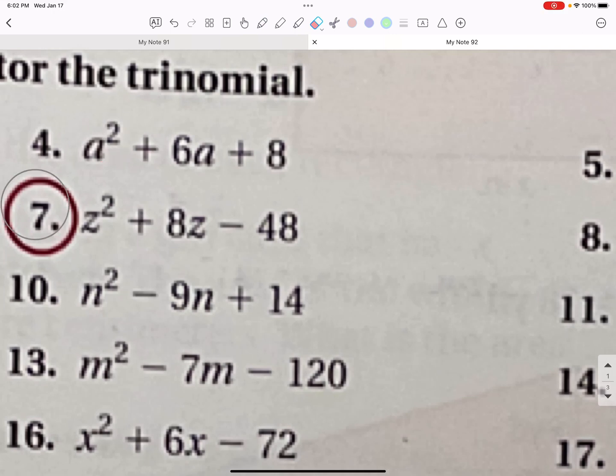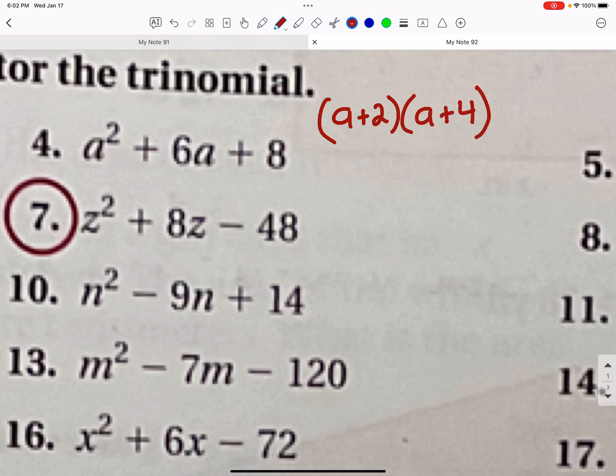All right, guys. Here's the big one. Okay, imagine I'm multiplying a plus 2 times a plus 4. We did this before. Remember, you have to do the first one times the first one, which is a times a, which is a squared. The second one times the first one, which is plus 2a.